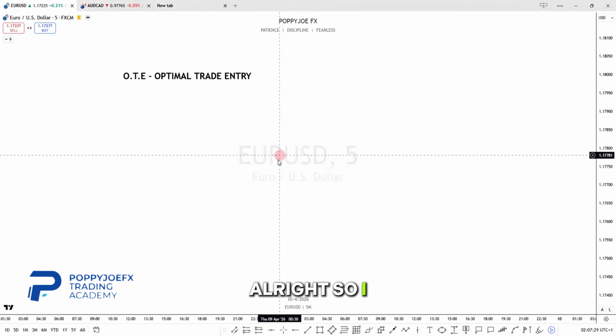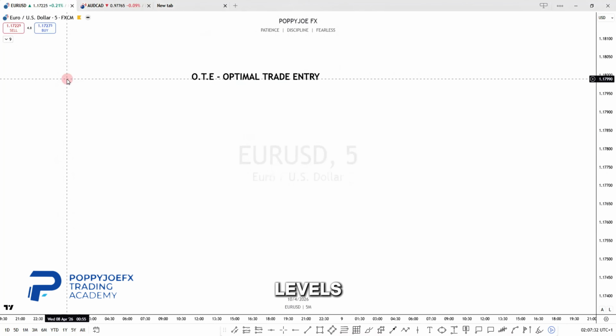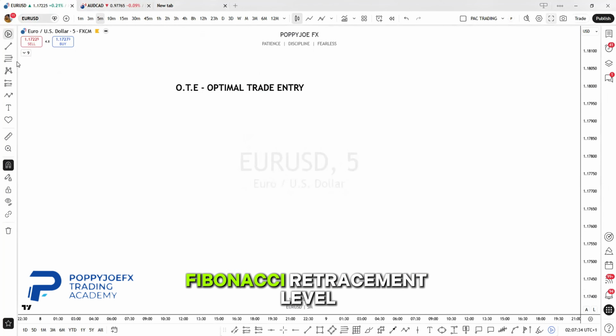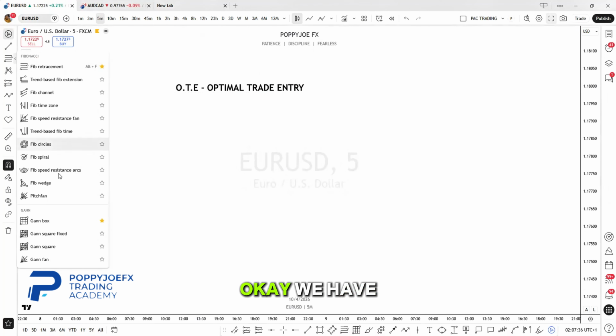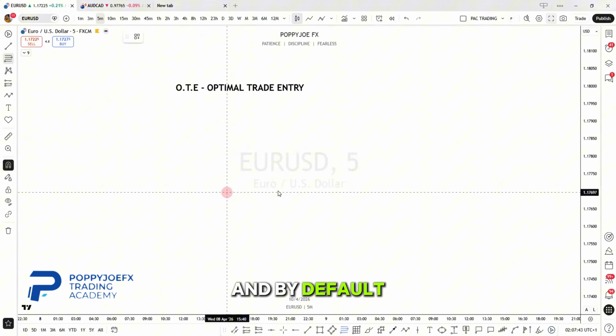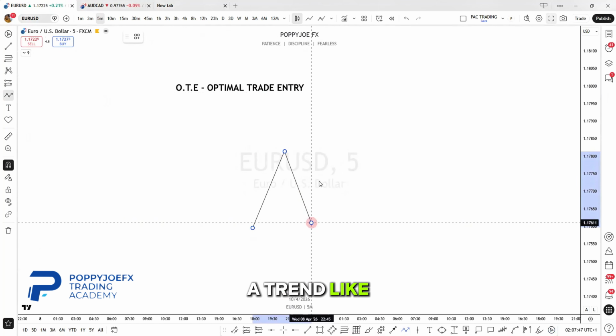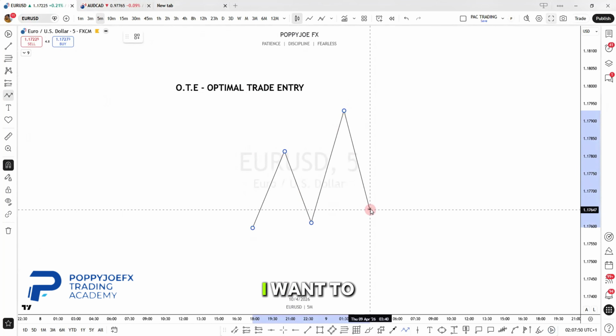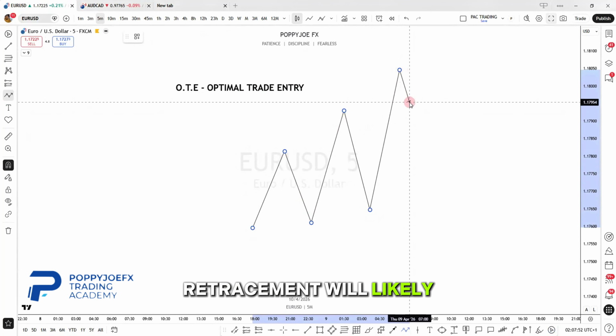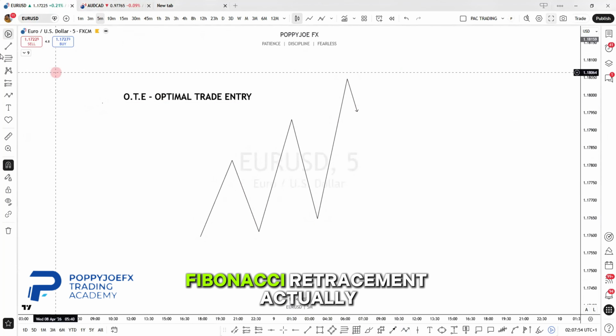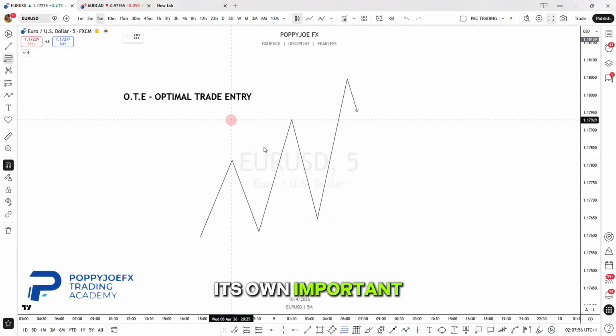All right, I will start by explaining the Fib levels. Let's add the tool. You find the Fibonacci retracement level here. We have the Fib extension and a lot of others, but we are using this particular one, the Fib retracement. By default, we normally apply Fib on impulses, when I have a trend like this and I want to know where the retracement will likely get to. That's where the Fibonacci retracement plays its important role.